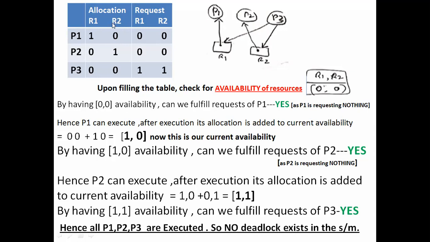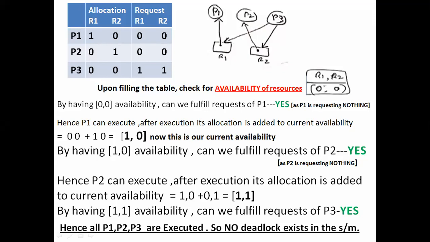The same information is being entered in the table. So resource R2 is allocated to the process P2, hence here I can write 1. And no resource of R1 is allocated to the process P2, because no arrow mark is going from the resource R1 to the process P2. Hence here I can enter 0. And if you look at the third process, this third process is not being allocated any resource, either R1 or R2.